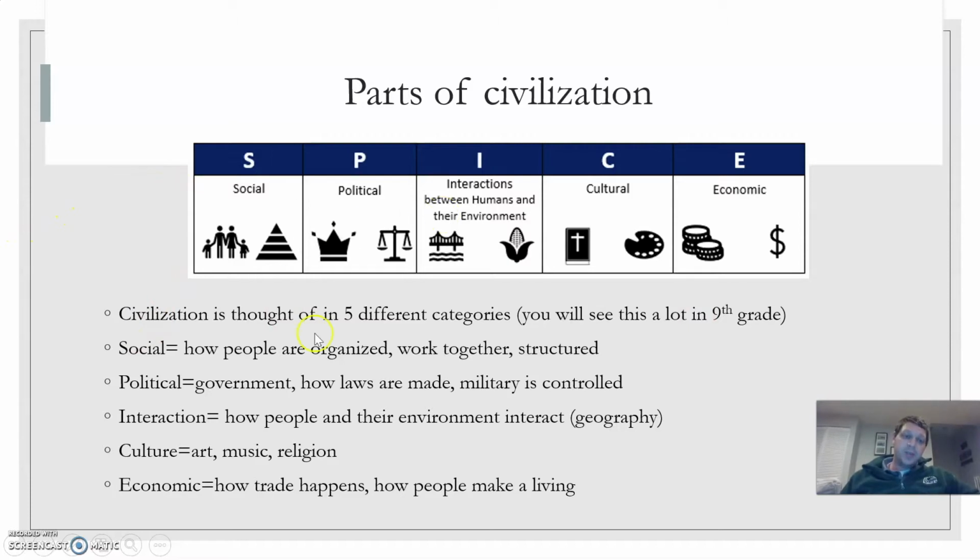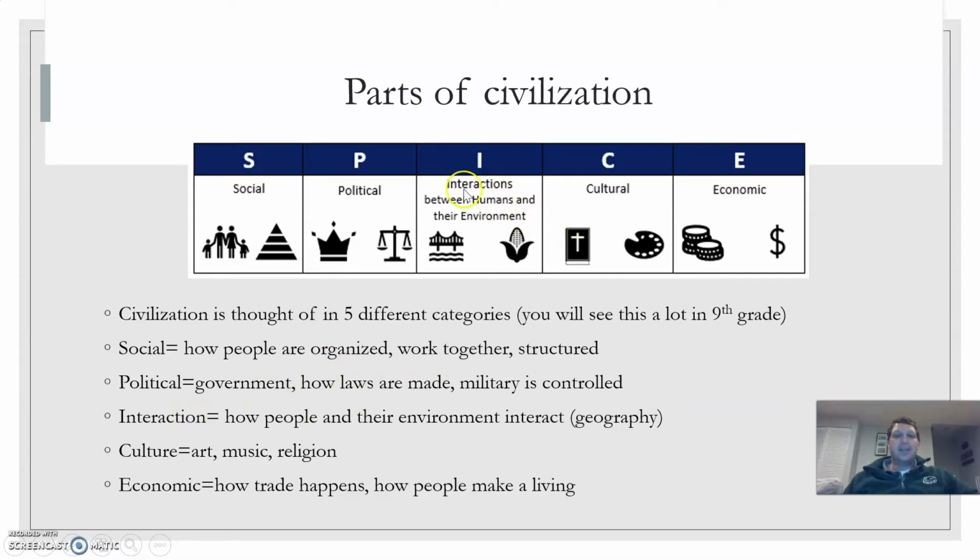So the S in SPICE stands for social, meaning how people are organized or how they work together, how it's structured. The P stands for political. I always tell my students this is about government. Think about how laws are made. Think about how the military is controlled, who directs the military.